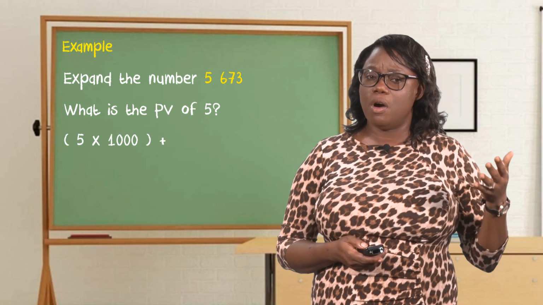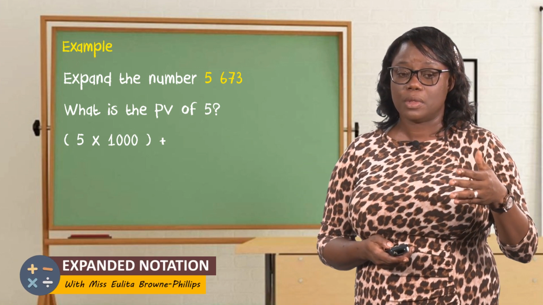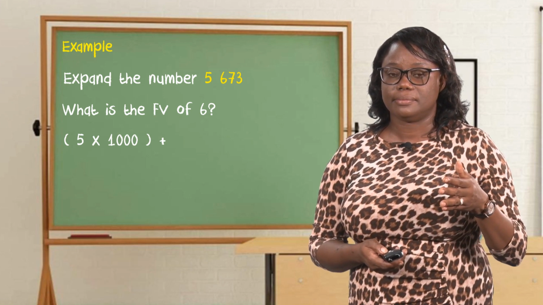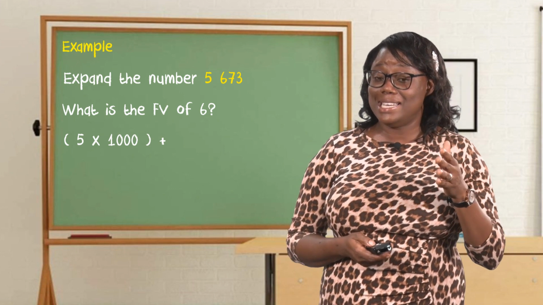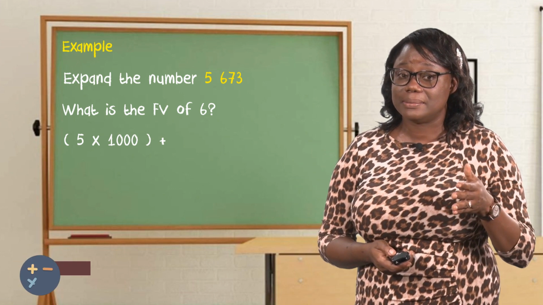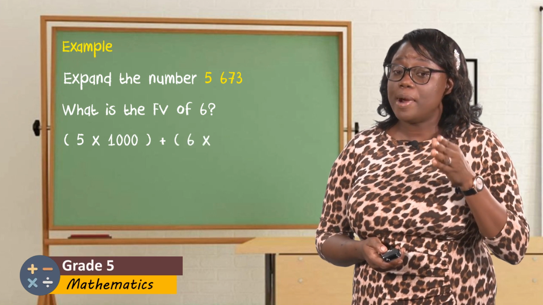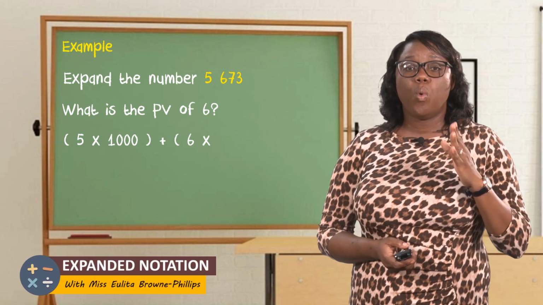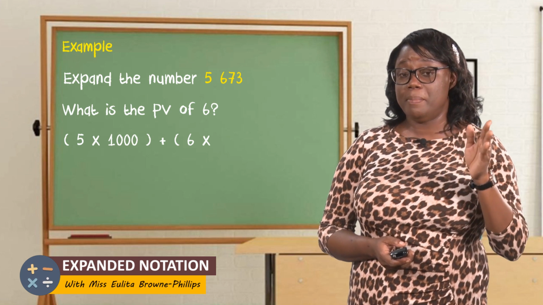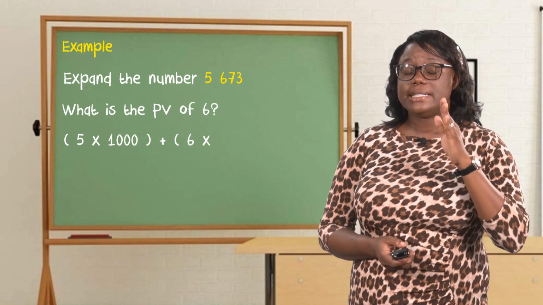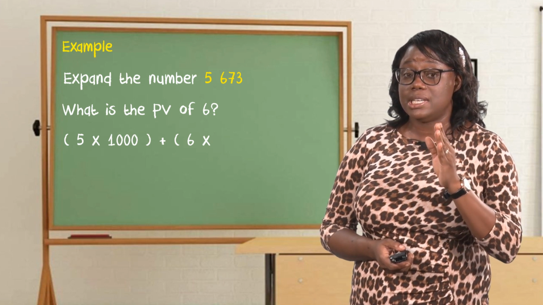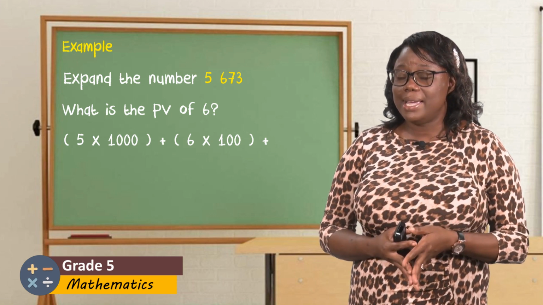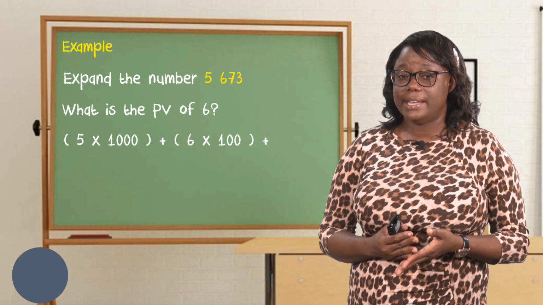Now let's move on to the other digits in this number. What is the face value of the 6? The face value of the 6 is 6. Good job, boys and girls. So we open brackets, we write our 6, and we put our multiplication sign. What is the place value of the 6? Remember, boys and girls, place value tells of the position of the digit in the number. Hundreds, correct. We close our brackets and we put our addition sign.